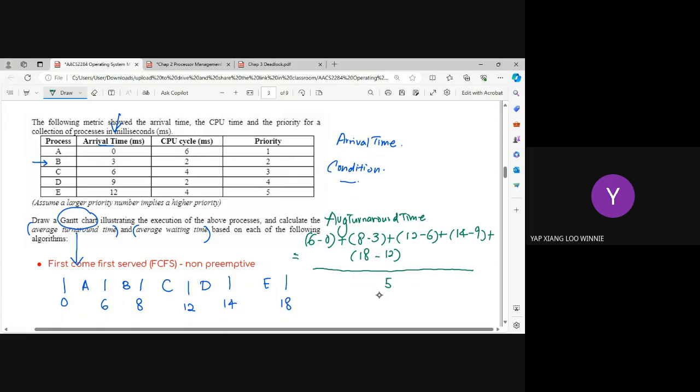If there are 3 processes, you write 3. If there are 4, write 4, 5, and 6. You just write the respective one, okay?